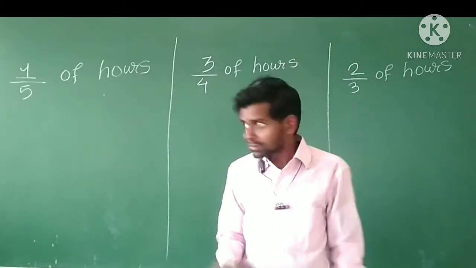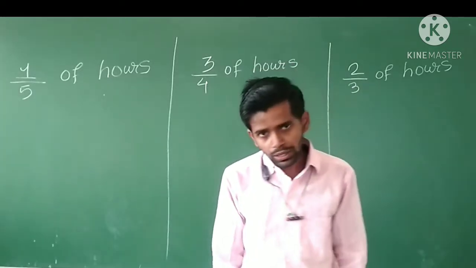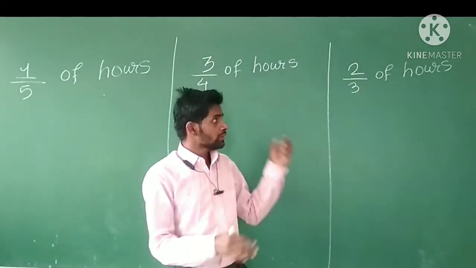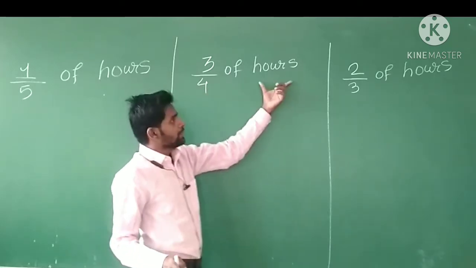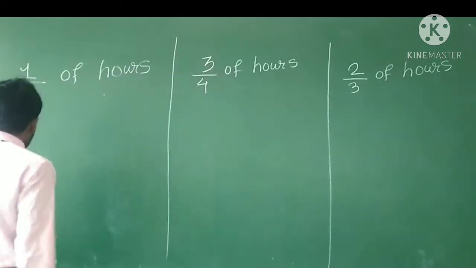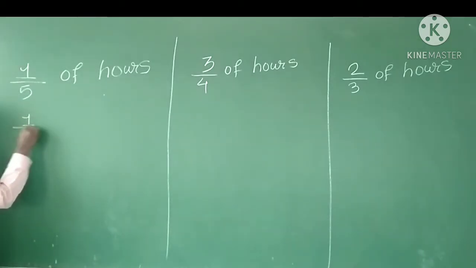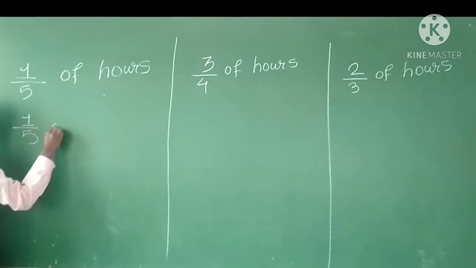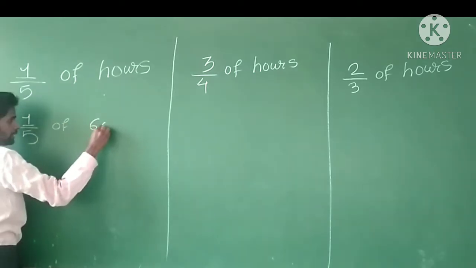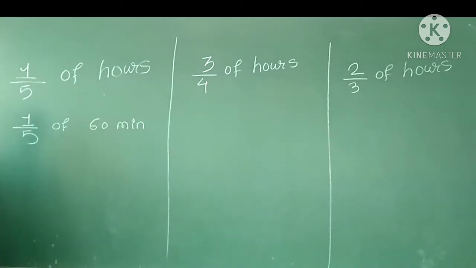We know that an hour means what? 60 minutes. Okay. So first of all, what will we do? We will replace these hours by 60 minutes. Okay, so let's have a look here. I'm replacing the hour by 60 minutes. 60 minutes is equal to 1 hour.